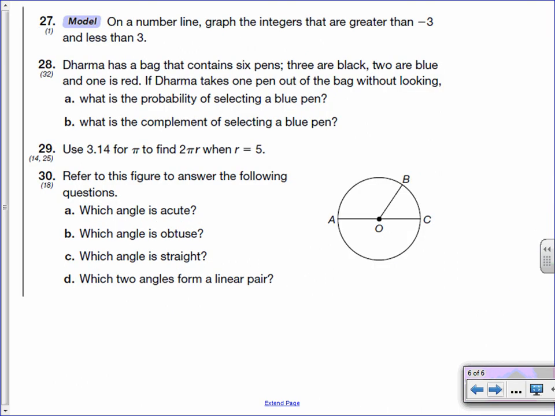On a number line, graph the integers that are greater than 3 and less than negative 3. So we draw our number line out. And here's 0. So if I want the integers that are greater than 3, that would be 4, 5, 6, and so on. And the ones that are less than negative 3 would be negative 4, negative 5, negative 6, and so on.